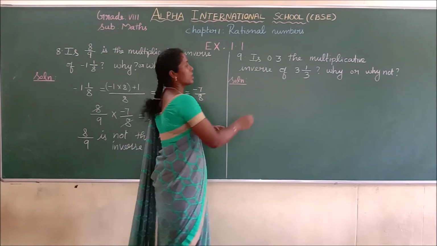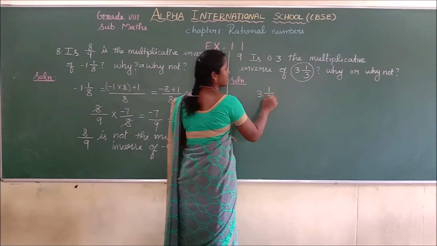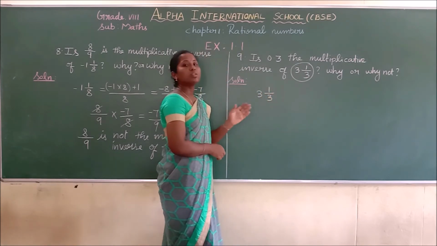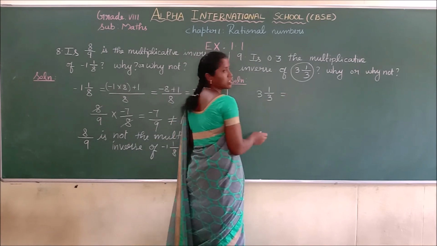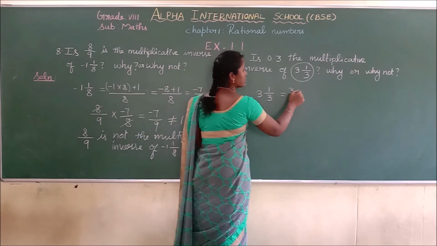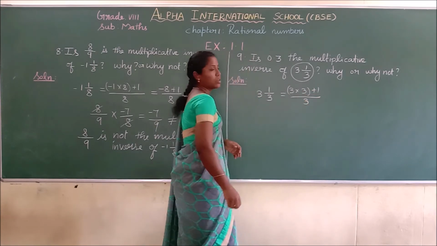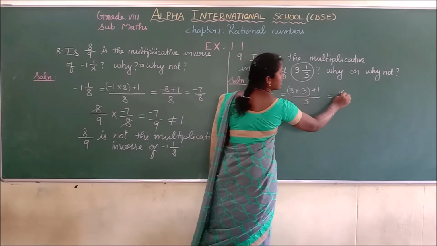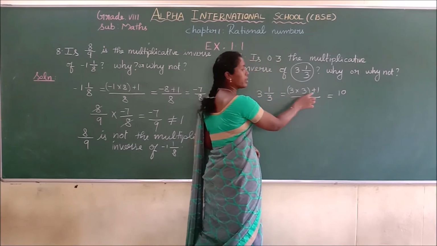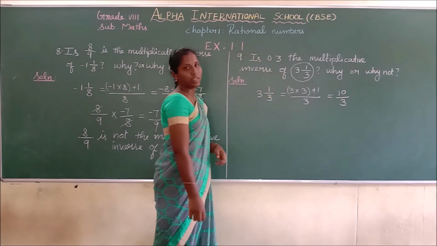Now listen. Again, the given number 3, 1 by 3 is in the form of a mixed fraction. So we are going to change it to an improper fraction. How to change it? 3 into 3 plus 1 by the denominator 3. So 3 into 3 is 9. 9 plus 1 is 10. So we can write it as 10 by 3.